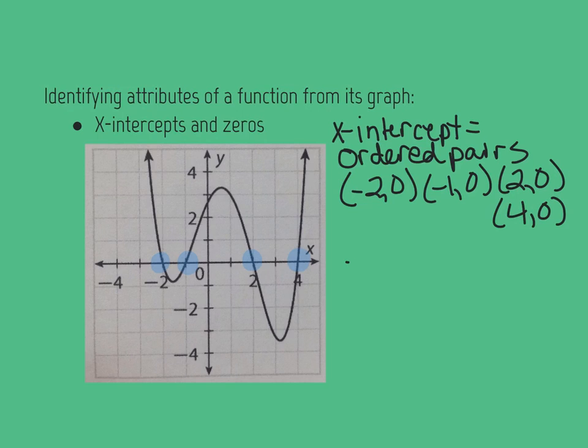But if you're asked for just zeros, then you can write what x equals. You can say x equals -2, -1, 2, and 4. So the single numbers are called the zeros. The ordered pairs are the x-intercepts.